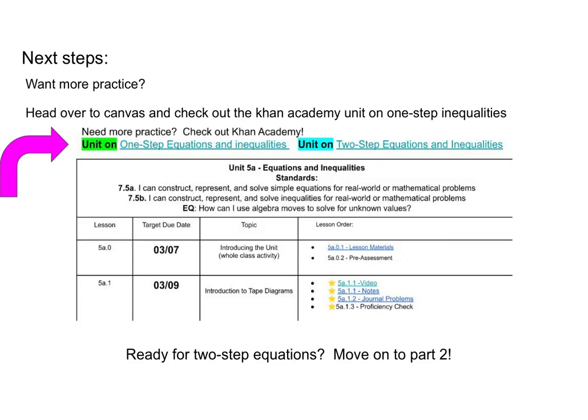Okay, so your next steps, I know this was pretty quick, and this is basically a whole 6th grade unit in one tiny lesson. So if you want more practice, if you head on over to my Canvas homepage and you look for this unit on one-step inequalities, it's just a little Khan Academy unit, and you can click through it and try some of the practice stuff. If you're ready for 2-step equations, then go ahead and just watch the next video.